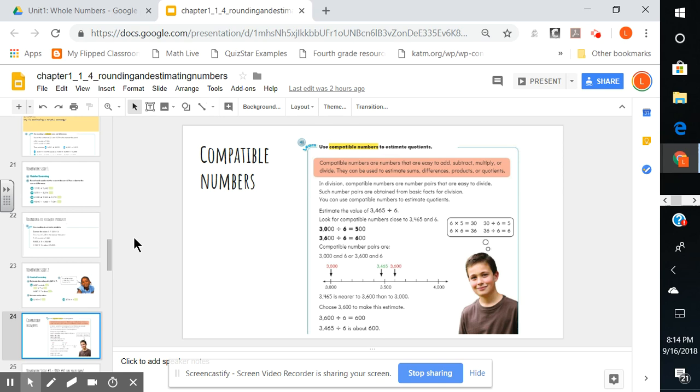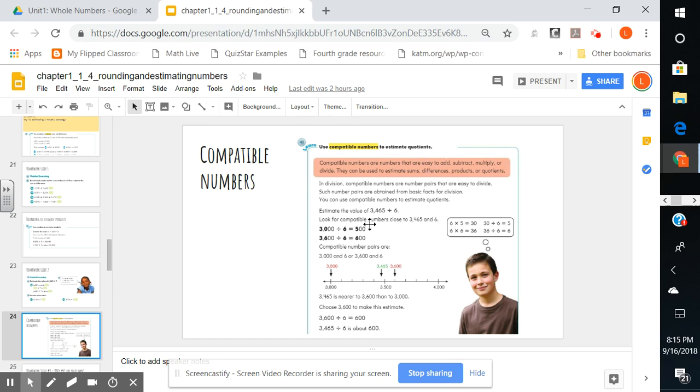And the last thing to learn in this video is called compatible numbers. Of course, please write those vocabulary words down, compatible numbers. Then I want you to write the definition. Compatible, think about if you're compatible with someone. They're easy to get along with. So compatible numbers are numbers that are easy to add, subtract, multiply, or divide. Then they can be used to estimate. So for example, we're going to use compatible numbers to estimate quotients. Quotient, if you forgot, is the answer to a division problem.